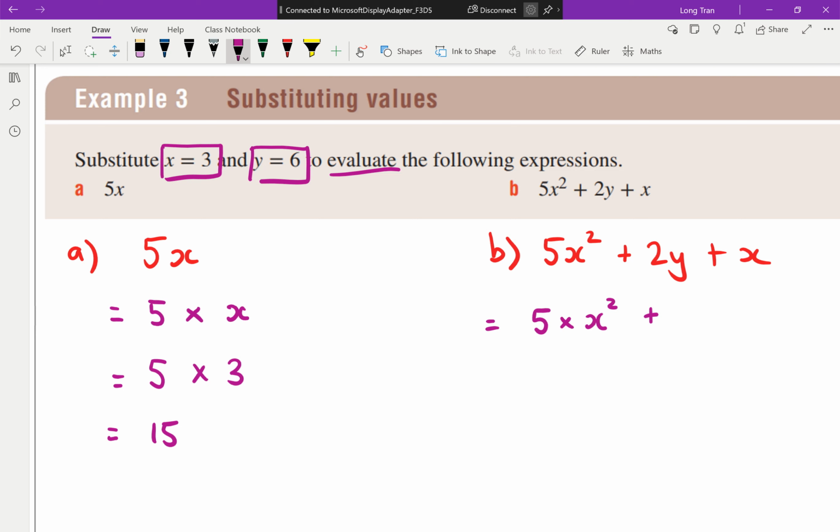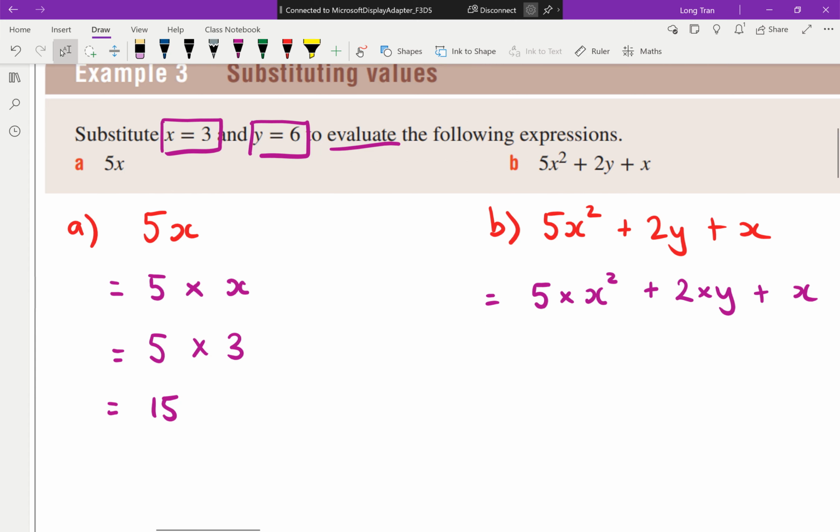What does that mean? 2 times 1. Very good, Logan. So it's 2 times the y plus x. See that? Now, we can start filling in the numbers because we know what x is and we know what y is. Here we go, 5 times, now x is 3, so it's 3 squared.